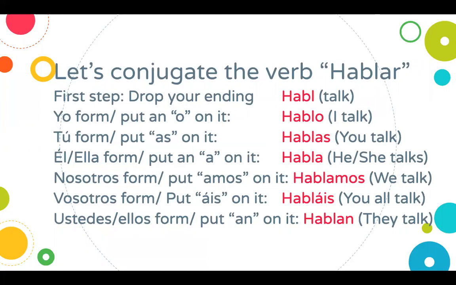For the él or ella form, put an a on the end, so it should say habla. For the nosotros form, you put amos on the end, so it says hablamos. For the vosotros form, you put áis on the end, so it says habláis. And for the ustedes and ellos form, you put an at the end, so it should say hablan.